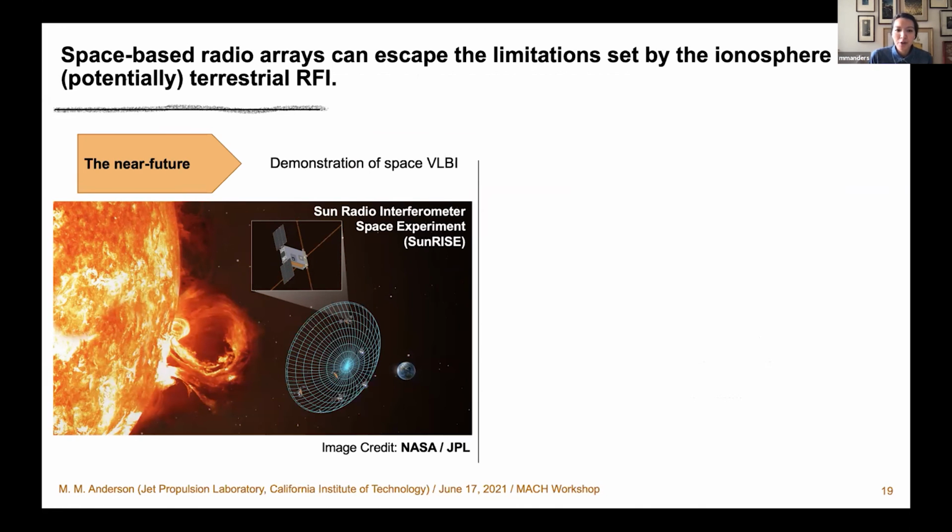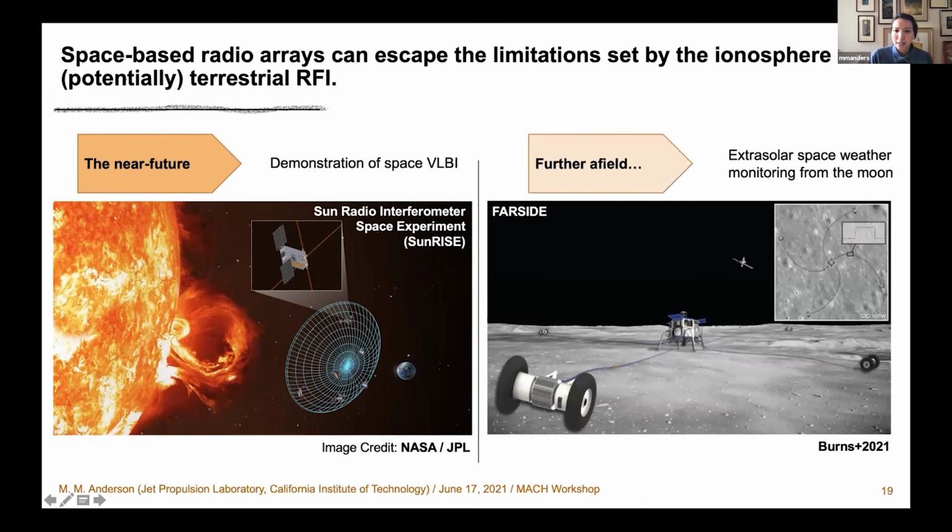In the near future, the first demonstration of space VLBI will be the Sunrise experiment, which will be observing the sun, looking for just the type of radio bursts I described, but coming from the sun rather than from other stars. And then further afield, missions like FarSide, which is a proposed probe class mission to put a radio telescope, much like the OVRO LWA, but on the far side of the moon. The benefit of this, of course, is that instead of hundreds of megahertz or tens of megahertz frequencies, we can observe hundreds of kilohertz frequencies and be able to access terrestrial type magnetospheres.